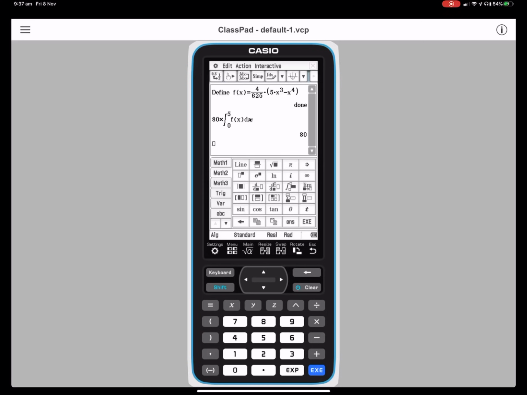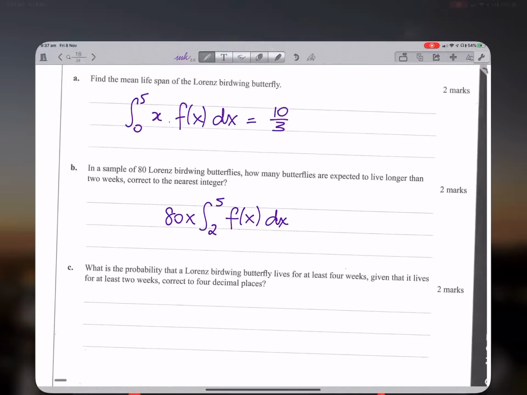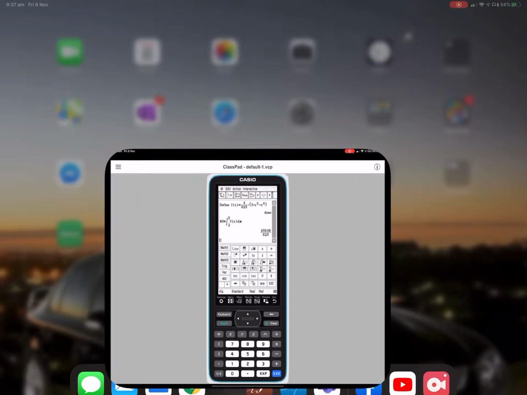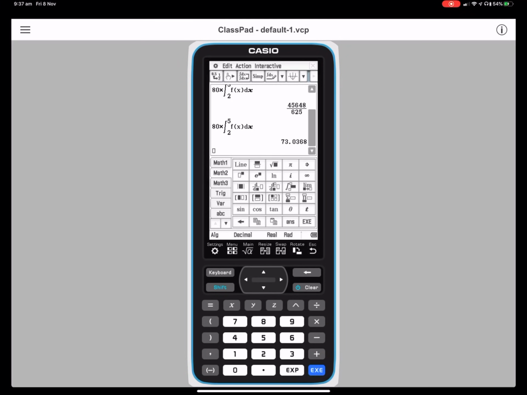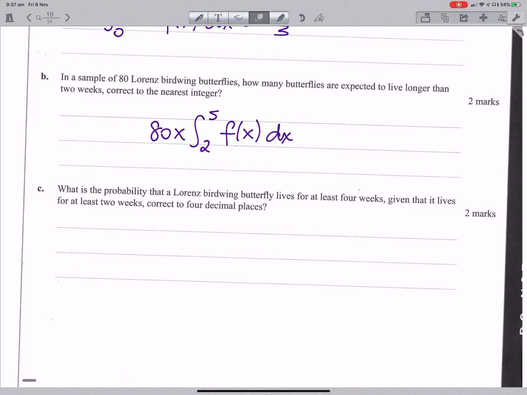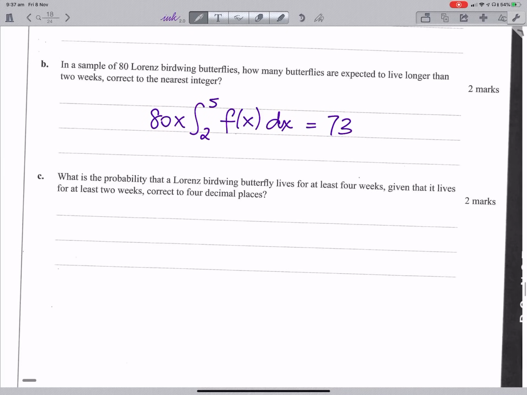Times 80. 4, 5, 6, 4, 8 on 624. 73.03. What is the probability that a Lorenz butterfly lives for at least 4 weeks, given that it lives for at least 2 weeks?